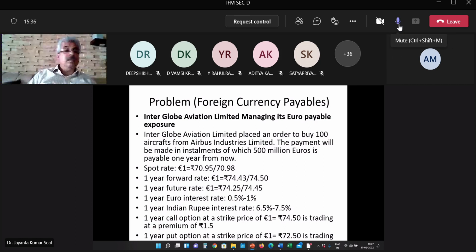The premium removes the obligation, right? Premium removes the obligation to buy compulsorily. Right. So if the price is more, forward is better. Agree? If the price is less, option is better. Suppose price is 70. Forward you still buy at 74.5. Option you buy at 70.